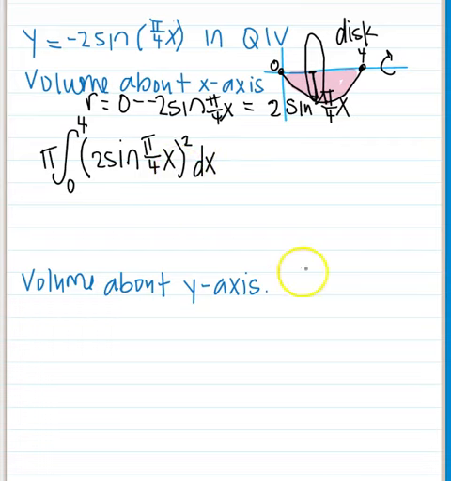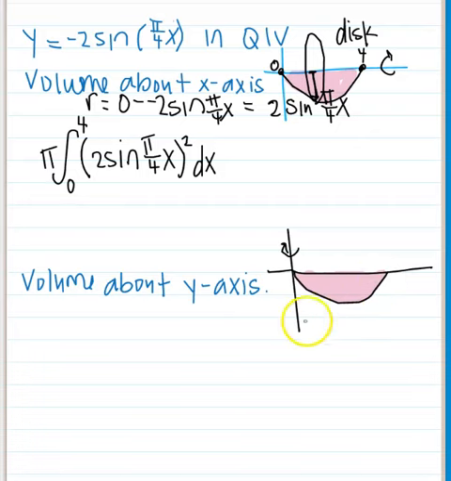So now we want to take that same function, bounded exactly the same, and then rotate it about the y-axis. Well, if I'm rotating about the y-axis, we're going to have a problem. Because if I were to draw perpendicular segments across here, it's not possible. Because it's all one function. This is all one function, and you would need a longer radius and a smaller radius. So which method are we going to use at this point?